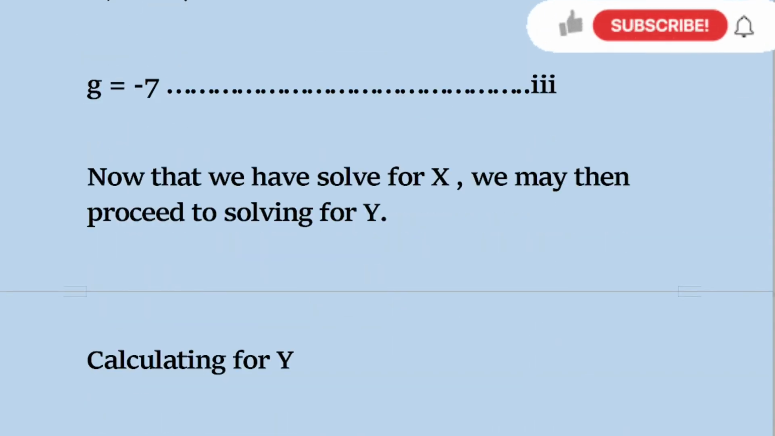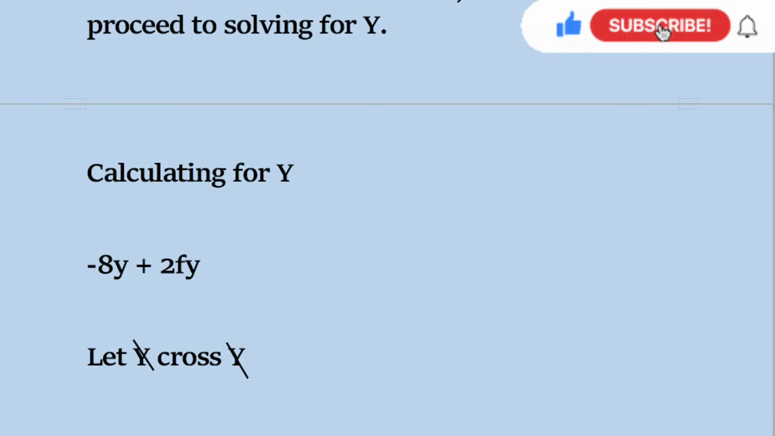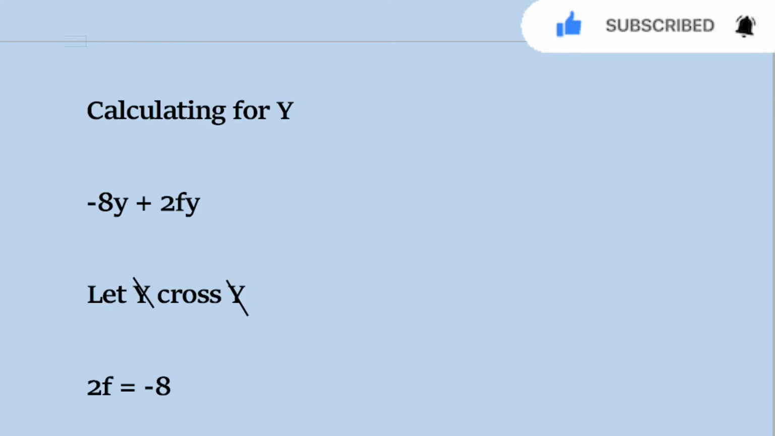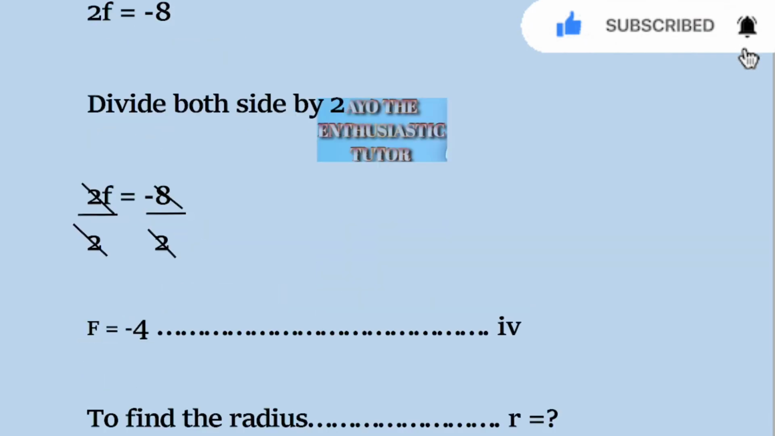So now that we have solved for x, we proceed to solving for y. Now calculating for y, minus 8y plus 2fy. Let y cross y, just as we did in the previous one. So 2f equals 8 minus 8, 2f equals minus 8. We divide both sides by 2. So 2 cancels 2, so we have f, and 2 cancels negative 8, so we have negative 4.